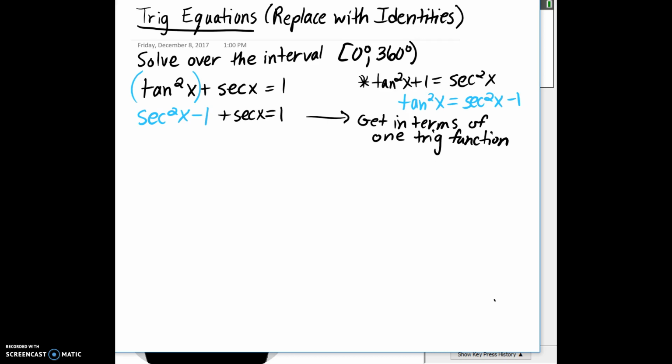Now some people might at this point switch it over to all in cosines, which might be easier. I'm going to show another option, but down the line you might want to put it in terms of cosine because eventually you're going to anyway. So the only extra thing I'm going to do here is subtract the 1 from both sides because it is quadratic. Put it in descending order.